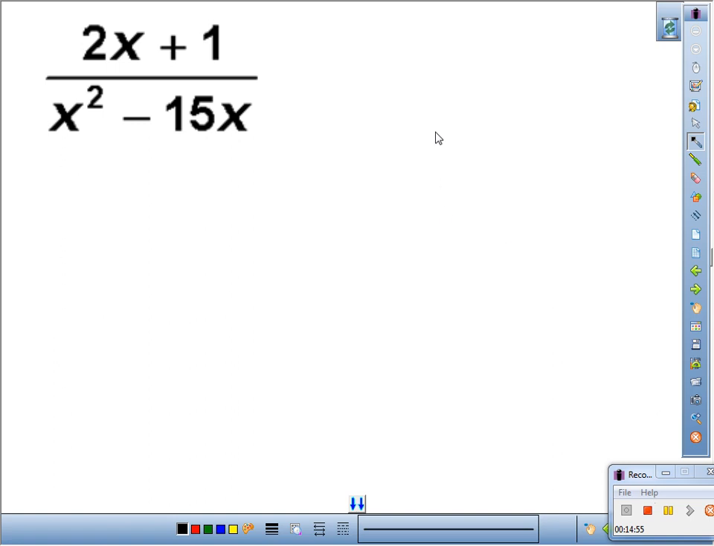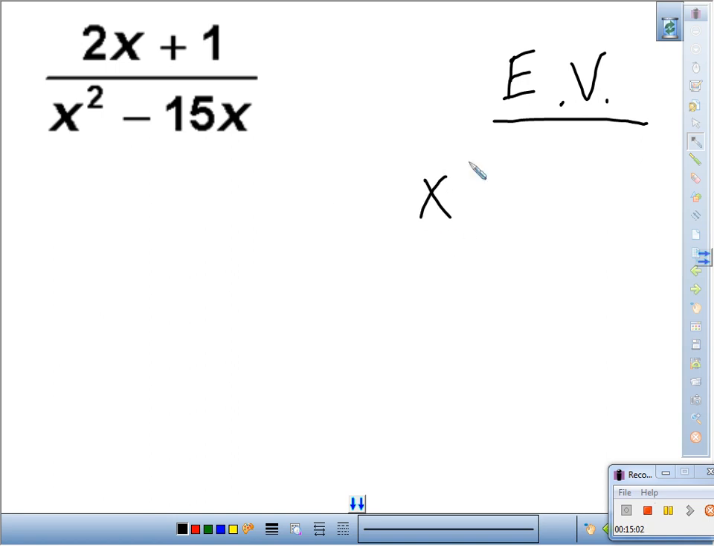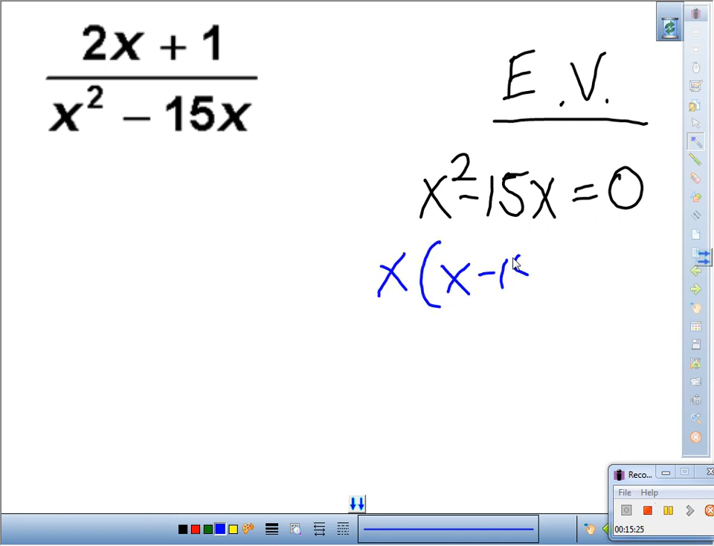All right. So, to find the excluded value, what do we do? We take the denominator, which is what? x squared minus 15x, and we need to set that equal to what? 0. That is correct. Oh, Maria, bam. So, first things first, let's check for GCF. Is there a GCF here? Everyone? x, that is correct. And we're left with x minus 15 equal to 0.